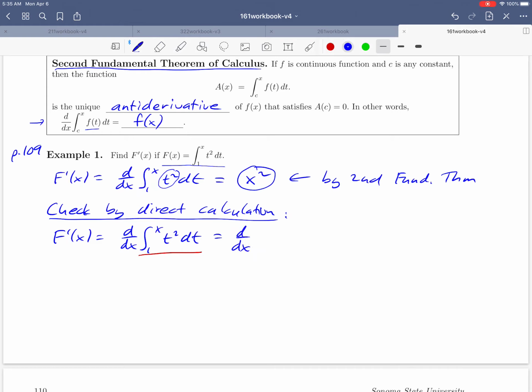All right, so how do we do a definite integral like that? Well, we need an antiderivative, so we'd start by finding an antiderivative for t squared. That's going to be t cubed over 3. Then we would need to substitute in our two limits.